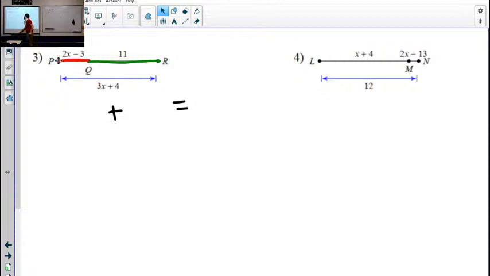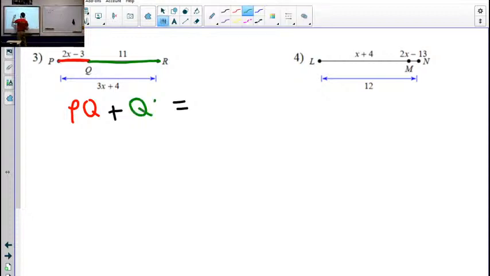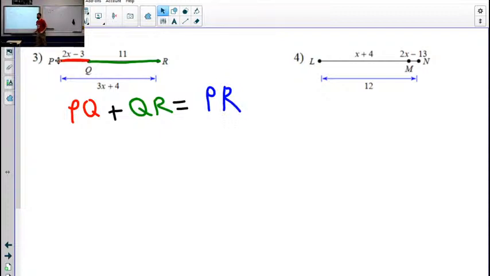My two pieces in this case: the first piece is the red one from P to Q. The next piece is the green one from Q to R. And then the whole thing is the length all the way from P to R. That's what the segment addition postulate tells me. If I take these two pieces, put them together, I get the whole thing.